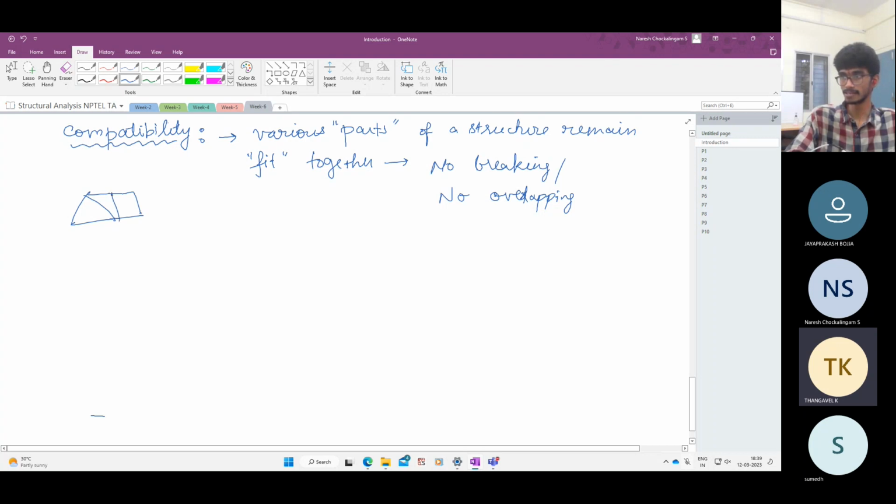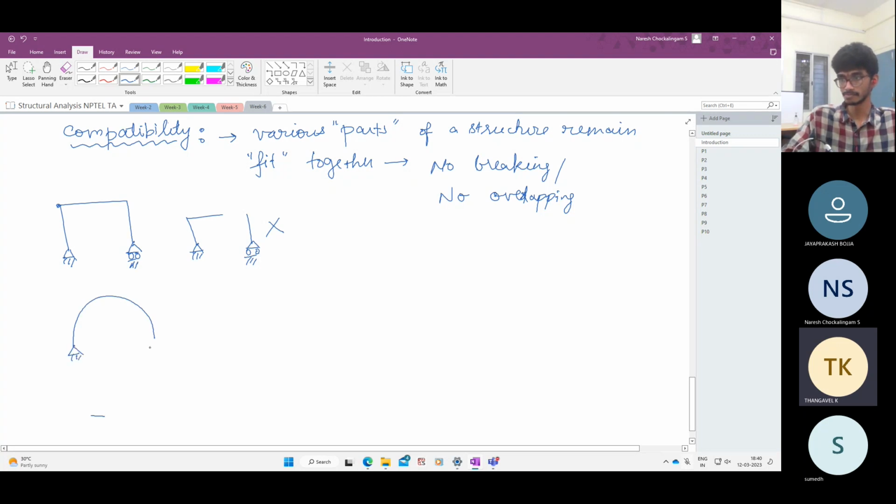So let me take a proper structure. Some total frame like this. While analysis, what I should ensure is that all parts are connected. So if my solution is such that, if the displacements I get are such that this happens, then it is invalid. Or similarly, the example that Sir explained.